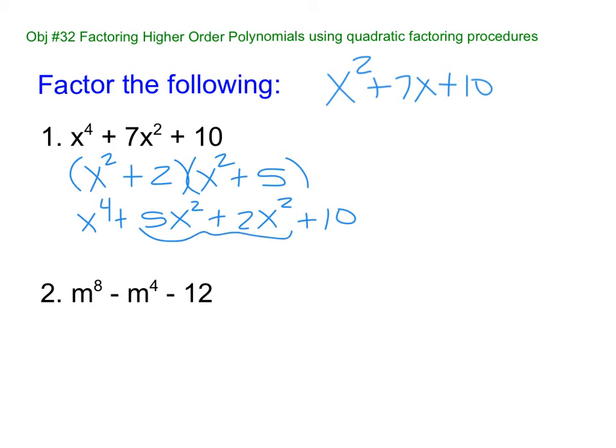So the fact that the middle term is x squared and the first term is x to the fourth makes it so that this works out. So this is our answer. All right, so pause the video and try the next one.